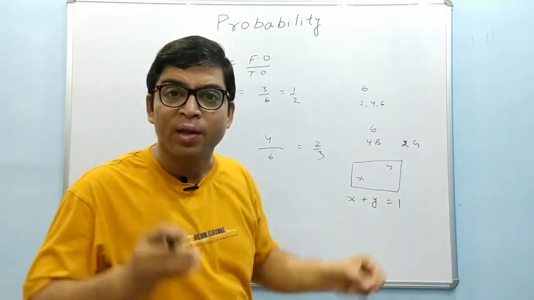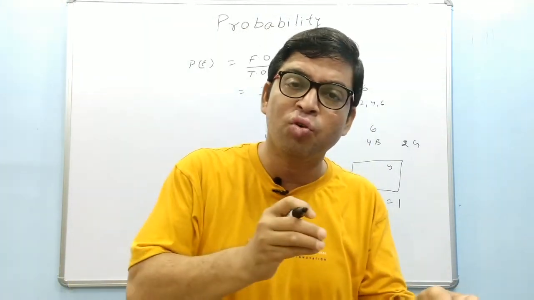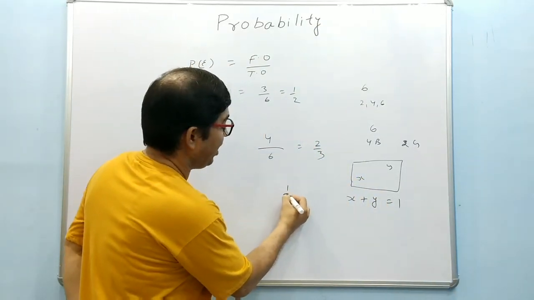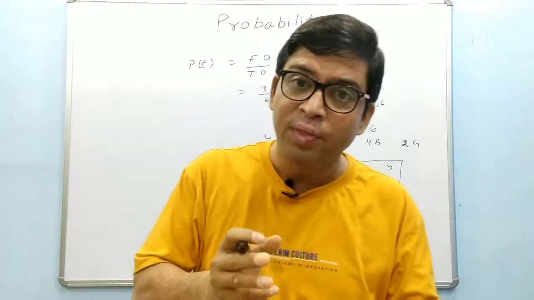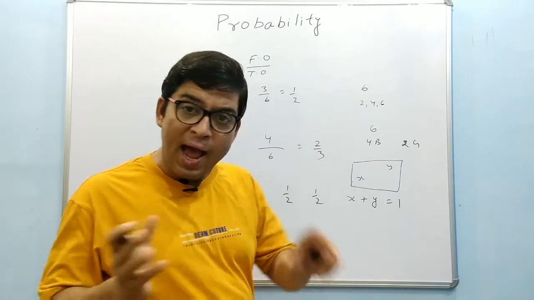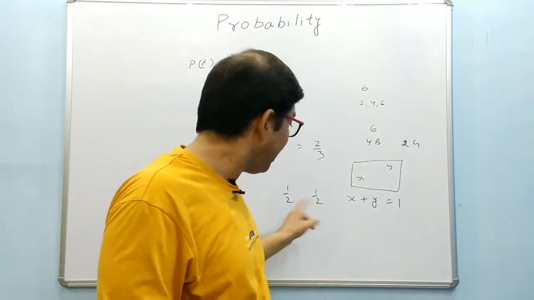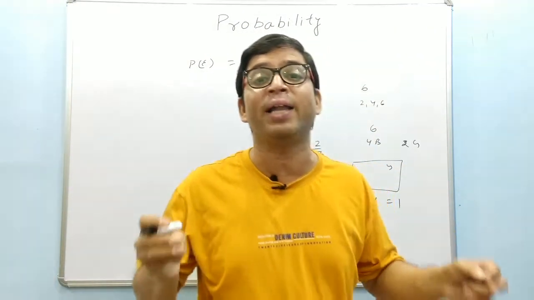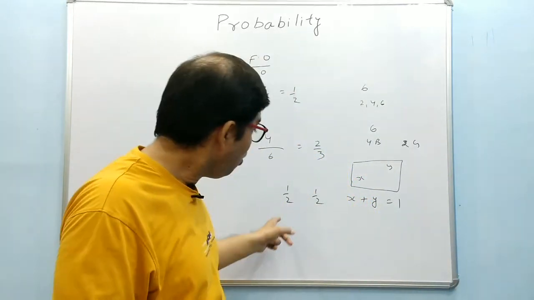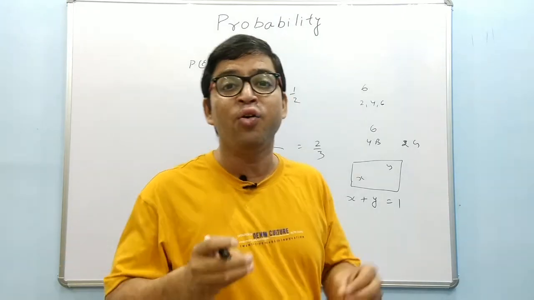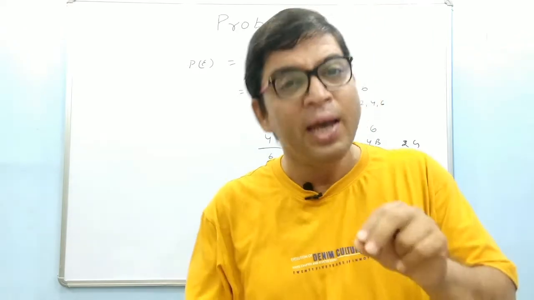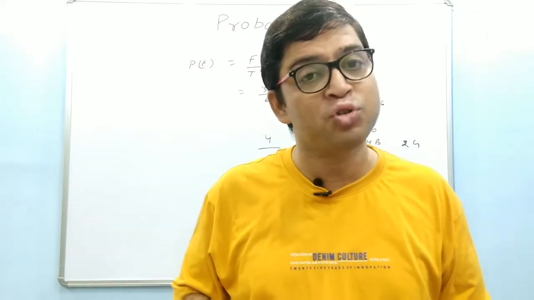In this case, if a die is thrown, throwing odd numbers is one event, and it is coming out to be 1 by 2. Throwing even numbers is another event, that is also coming out to be 1 by 2. And now the sum of both the events is making one total event, odd or even. So these 2 events are known to be exhaustive events. We will be dealing with such terms in the next level of problem solving.